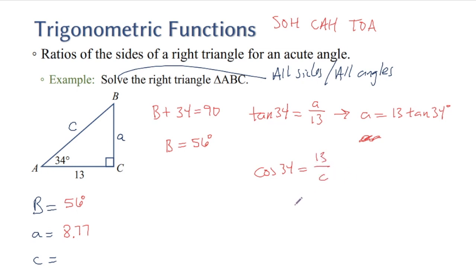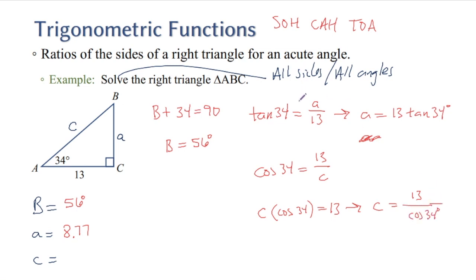Now, this is going to be a little different, right? It's not just a quick multiplication. I'm solving for C here, so I can't just, in one step, get it by itself. Instead, I'm going to multiply C to the other side. So it's going to be C times the cosine of 34. And that, of course, then equals 13. And then, to actually get the value of C, I'm going to take 13 and divide it by cosine 34. So this would be 13 divided by the cosine of 34 degrees.